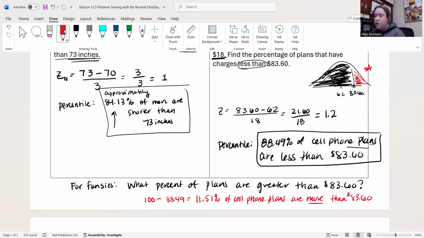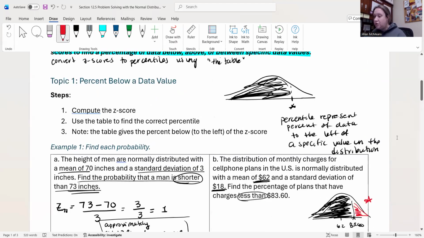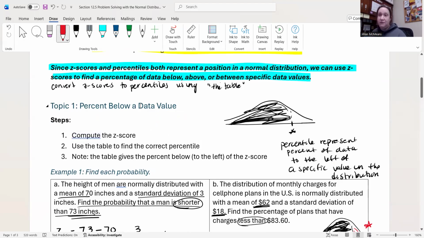So 88.49% of cell phone plans are going to be less than $83.60, which means by default, 11.51% of cell phone plans are more than $83.60. Okay, so that is how to calculate the percent of data that fall below a particular data item. In the next video, we'll look at finding the percent of data above a particular data item.